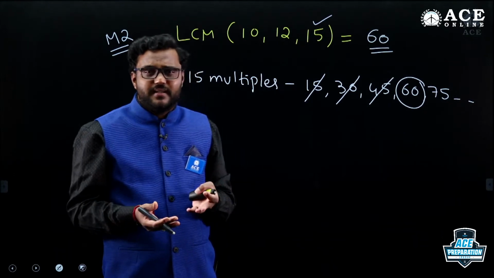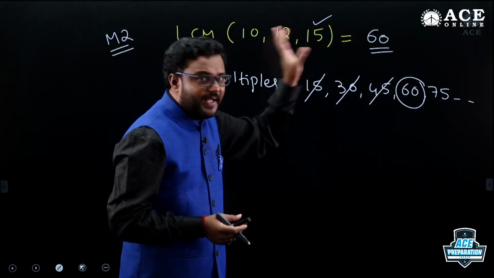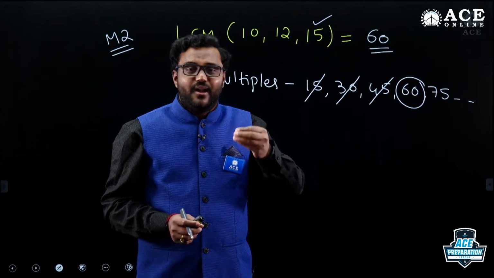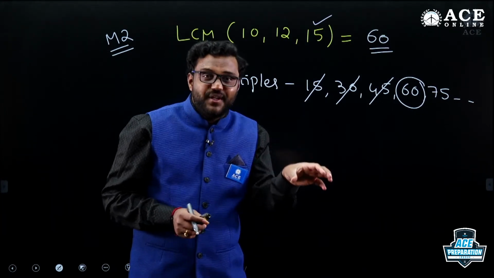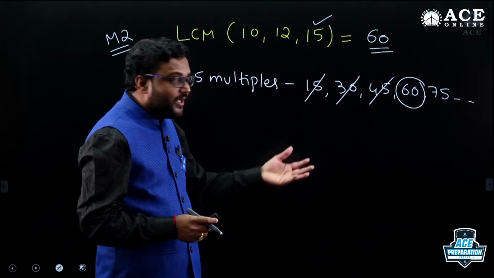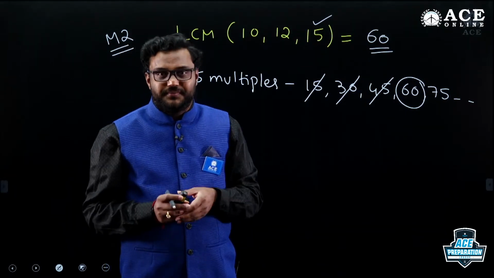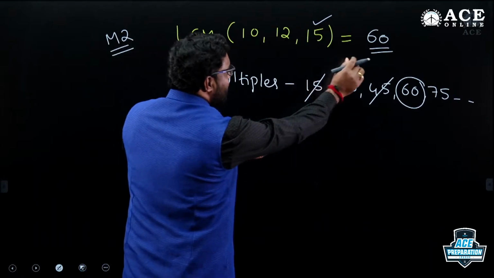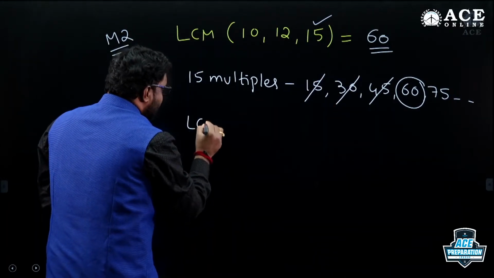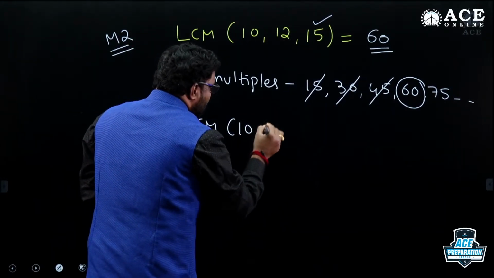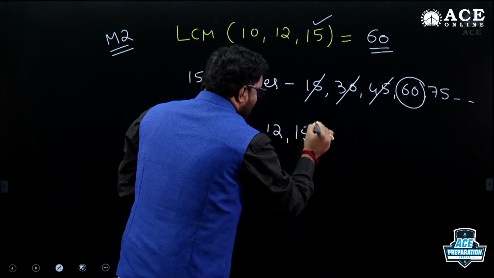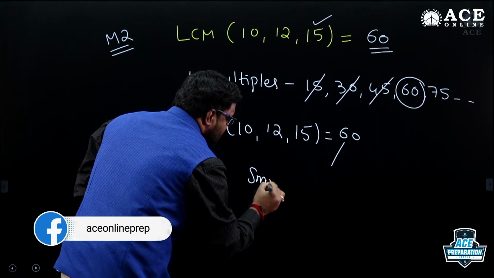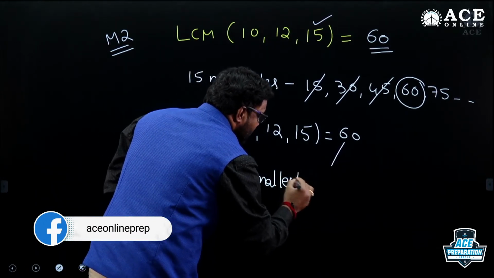There are many methods. For a few questions this method may be helpful, for a few questions another method may be helpful. You should understand all the methods, my dear friends. Depending on the situation, we can apply method 1 or method 2 or method 3 also. And here, another way to understand this is, the LCM of 10, 12 and 15 is 60. What I can mention is, 60 is the smallest number or least number.